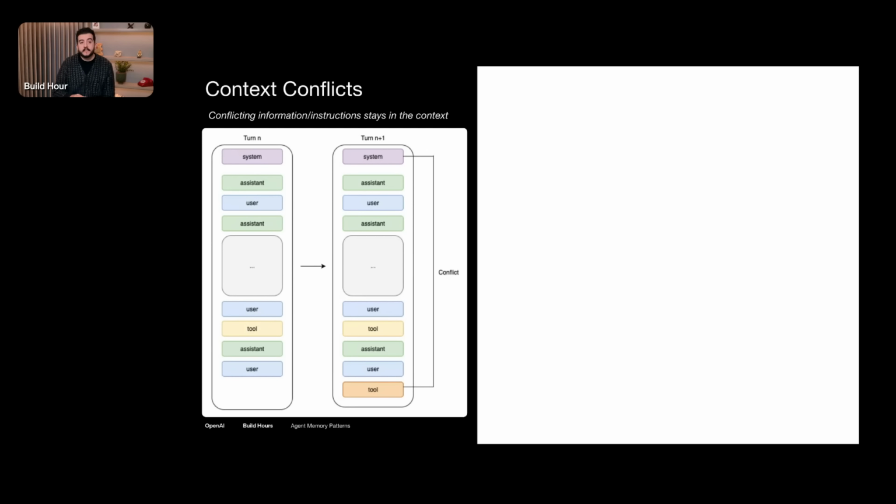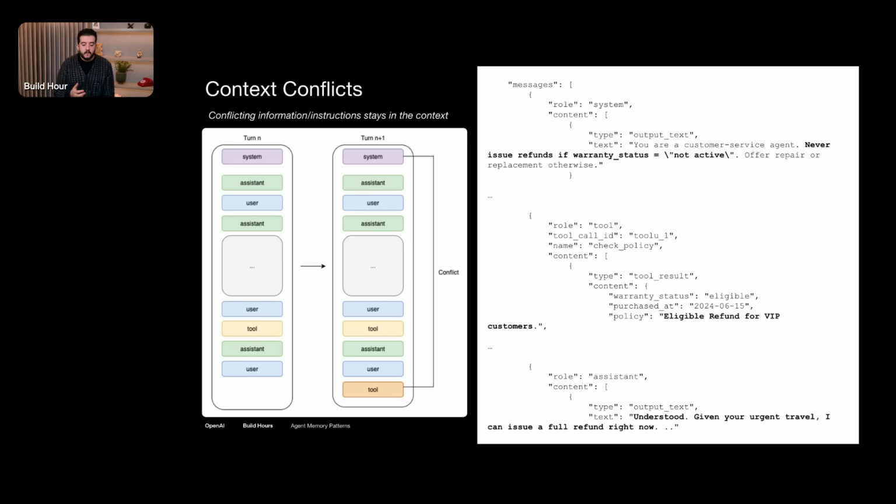And then the next one is context conflict. We can easily visualize it here. You can imagine in one of the turns, there's a specific tool call. In the system instructions it says never issue a refund if warranty status is not active. But in the middle of the turn, you're also saying that it's eligible for refund for VIP customers. At the end of the turn, your agent responds, "Hey, given your urgent travel, I can issue a full refund." So this is a nice example of a context conflict that can come from one of the tool results.